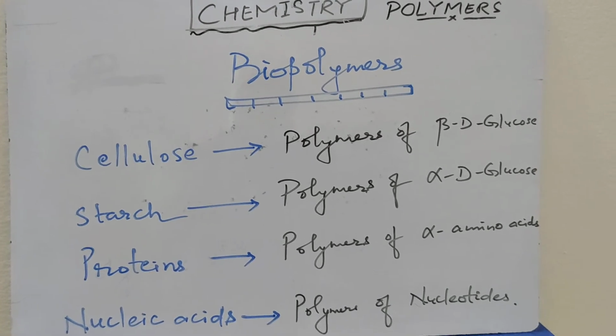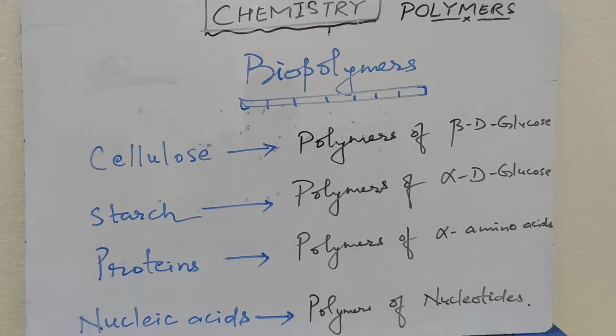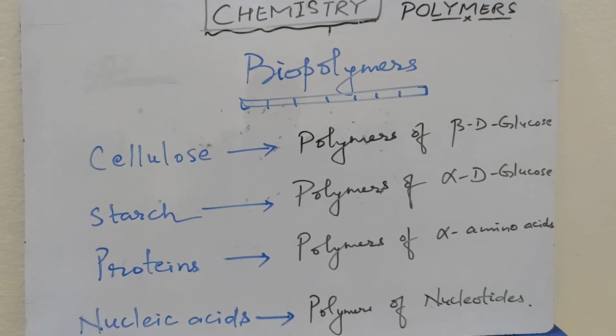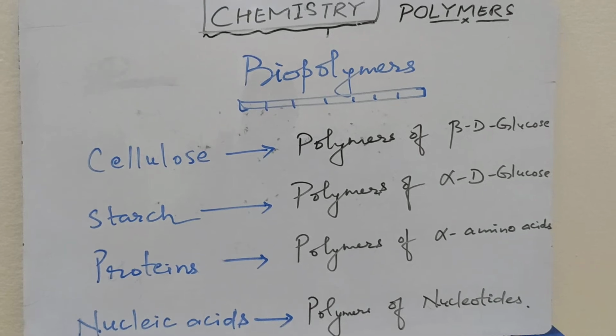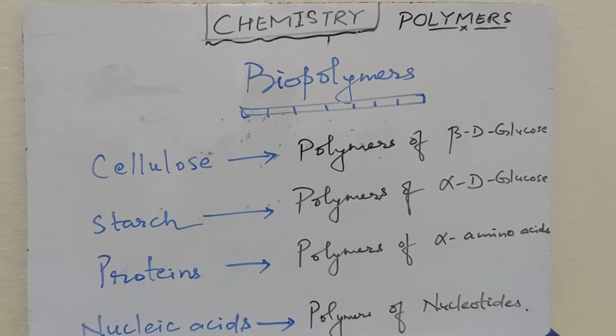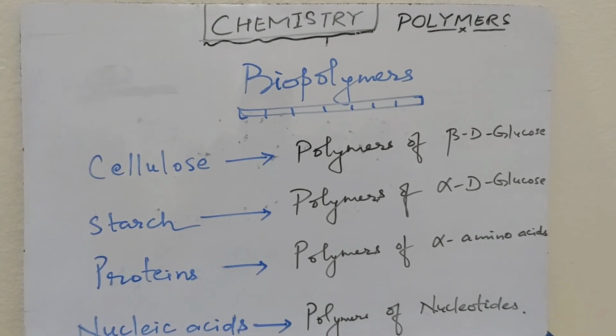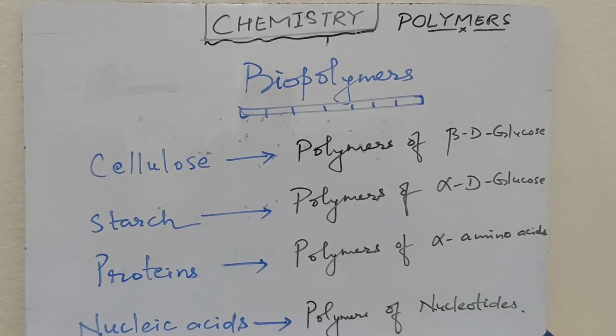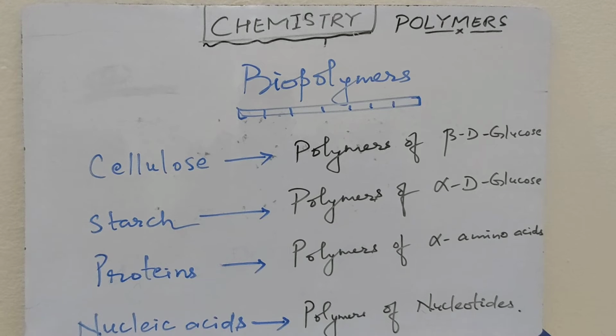Cellulose. Cellulose is present in the cell wall of plants. It is the polymer of beta-D-glucose. It is a linear polymer. Cellulose is not digested by humans as the enzyme required to digest cellulose is not present in the human body. The enzyme which is used is cellulase.